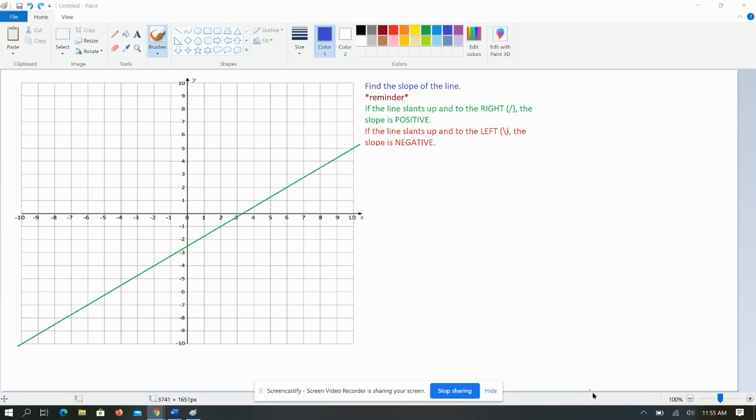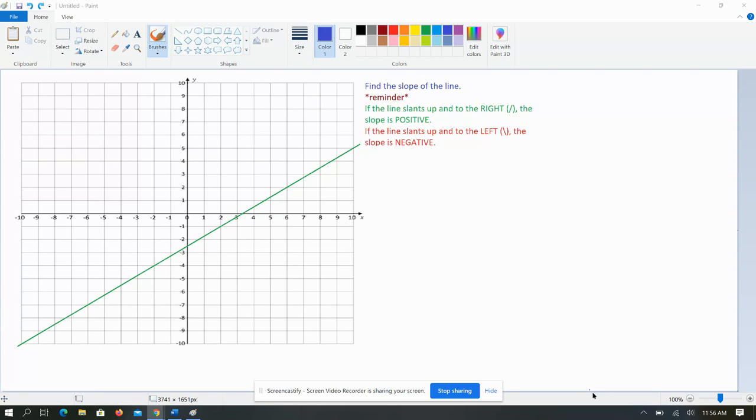This is going to be an example for you guys for finding the slope of a line when you're using a graph. We talked about it yesterday in our Zoom meeting. So the first thing I want you to notice is where that says reminder. You have in green that if this line slants up and to the right, so you have that forward slash, the slope is positive. If the line slants up and to the left, then the slope is negative. You have that backward slash. So that's one shortcut you can use when you're trying to figure out if your slope is positive or negative.